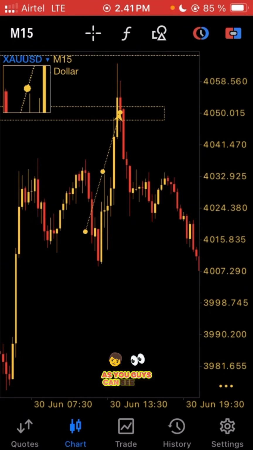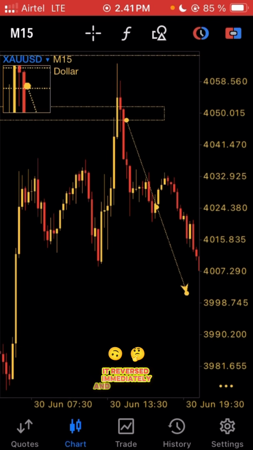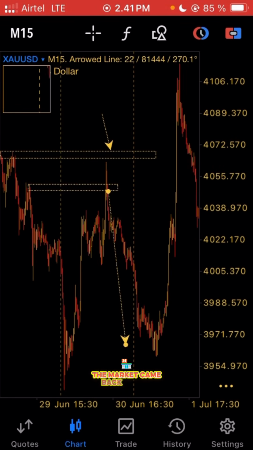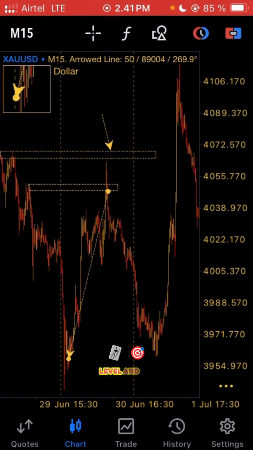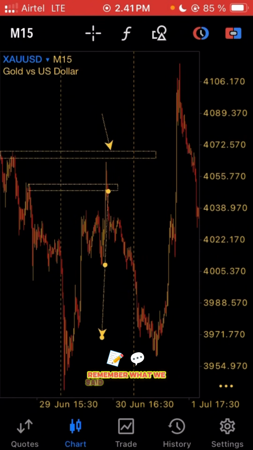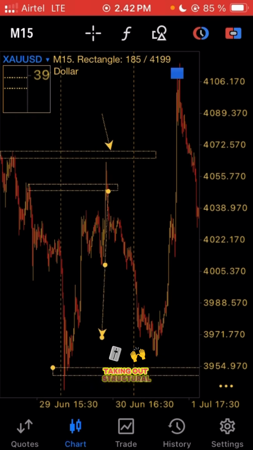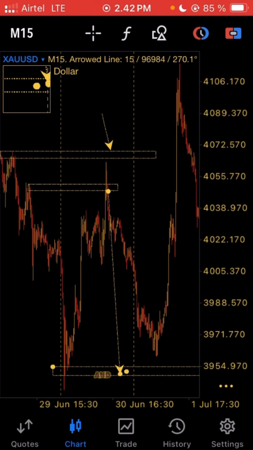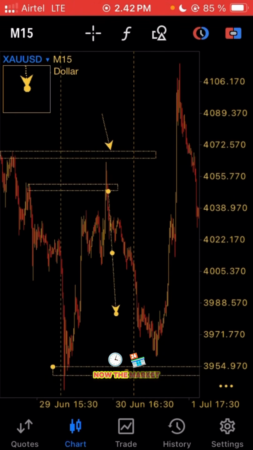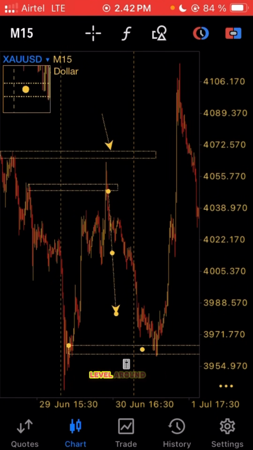All right, as you guys can see, the market broke out, and guess what? It reversed immediately, and guess what? The market came back to this level, and it's targeting this liquidity. Remember what we said about liquidity, right? So liquidity taking out structural levels or support and resistance levels. Now the market did not take out this level, but it took out a demand level around this area.